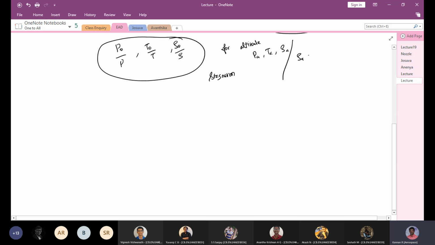Even rho A is nothing but PA by R TA, where R is R bar divided by the molecular weight of the gas. R bar is the universal gas constant. Whether you use molar based or kg based, accordingly you have to use your molecular weight also. If it is in grams, use the gram format, or if it is in the molar format, use the molar format.